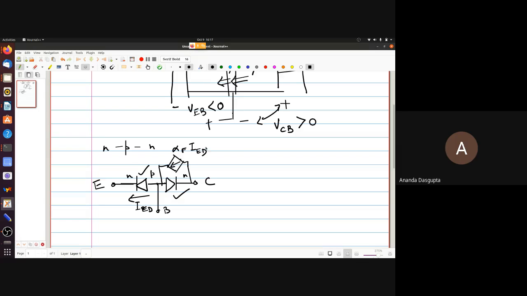Essentially, whatever current flows here, almost the same current is forced to flow in the collector, but almost the same. This alpha F is of the order of 0.9, could be somewhere between 0.95 and 0.99. So almost all of IED gets to flow through the collector. And similarly, the current that you have in this other diode, which you call ICD, is also pulled to the emitter, and you call that alpha R ICD.